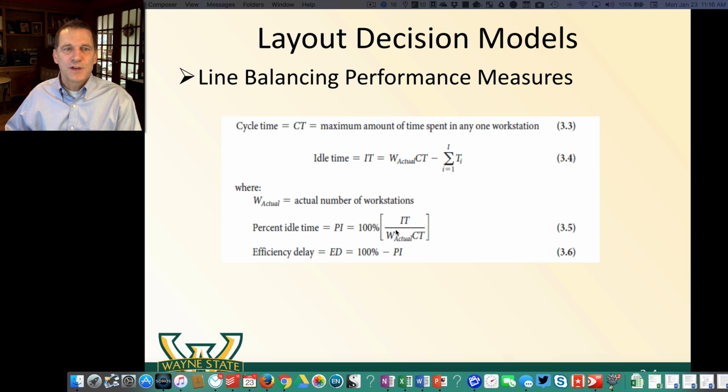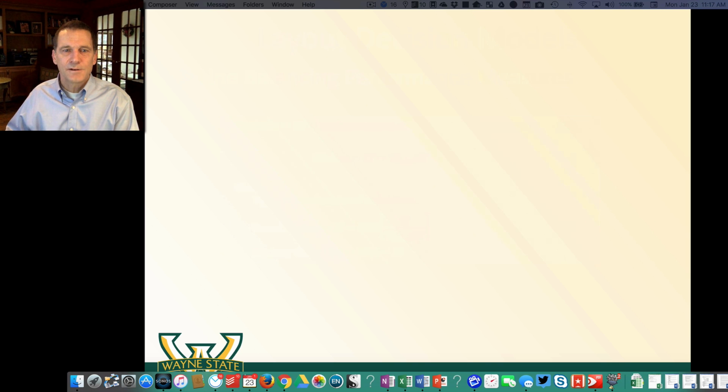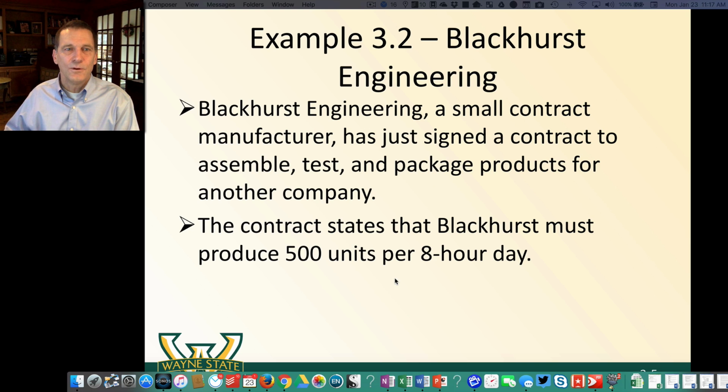The percentage idle time is just a percentage of those same figures, right? So if we take the amount of time idle and the amount of time we had, we'll get a fractional figure that we can use as a percentage. And our efficiency delay is the inverse of that figure. So it's 100% minus our percent idle equals our efficiency delay. So we want a high number for efficiency delay and a low number for percent idle time. That is the goal of our exercise, to have an efficient line with low idle time.